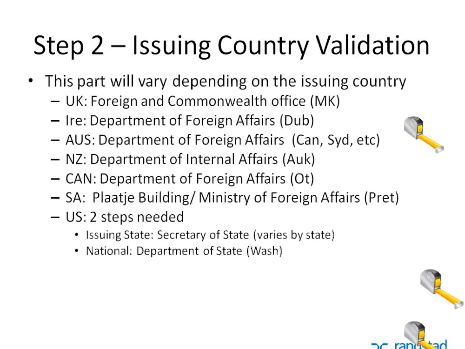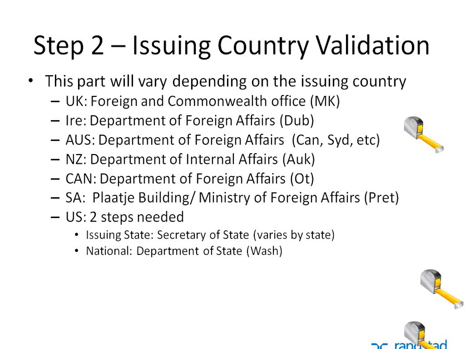And I've listed for you some of the more common issuing country offices where you'll need to go. So in the UK, for instance, the Foreign and Commonwealth Office in Milton Keynes. In Ireland, the Department for Foreign Affairs. In Australia, you've got Foreign Affairs offices in Canberra, in Sydney, and scattered across the country. In New Zealand, it's the Department of Internal Affairs in Auckland. In Canada, it's the Department of Foreign Affairs in Ottawa.